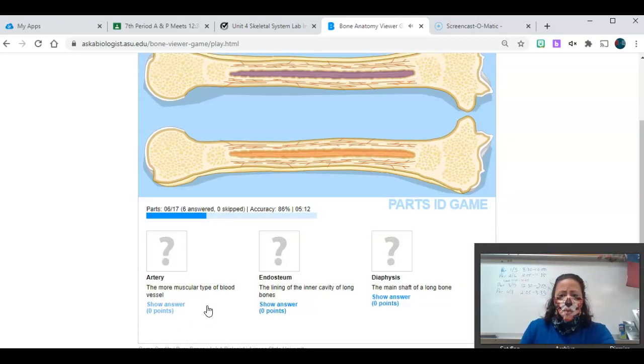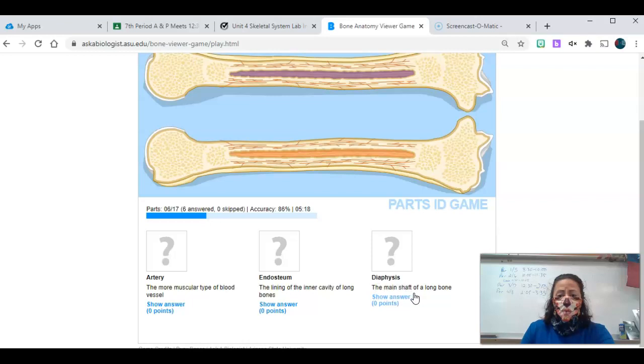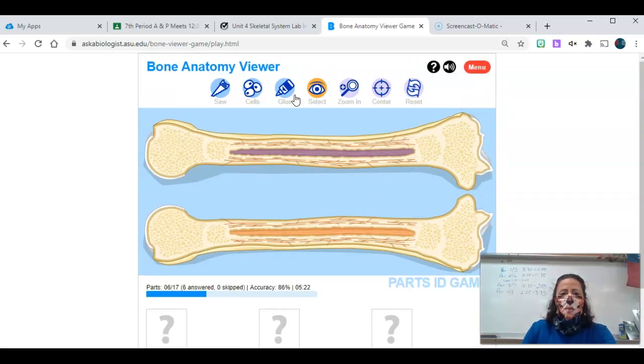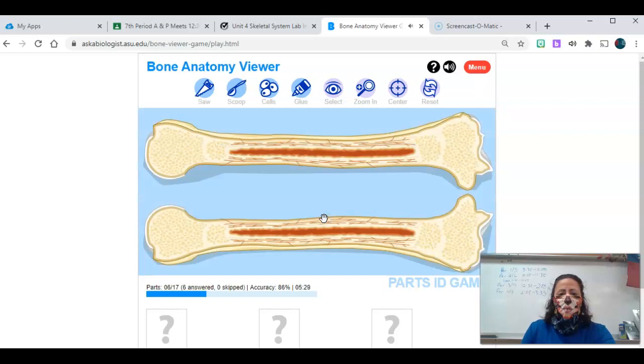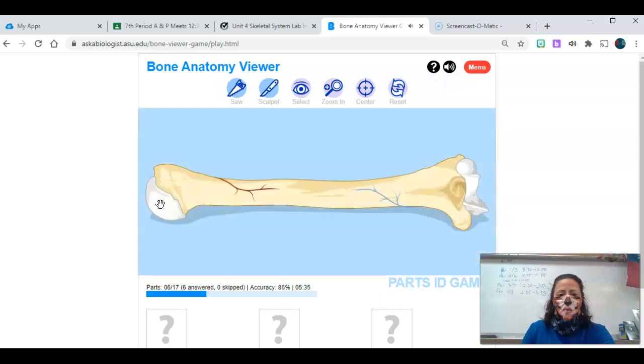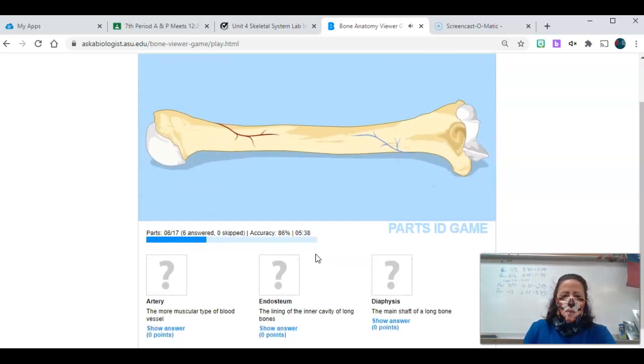All right, so, I'm going to have to go back. Endosteum, the inner lining. And then diaphysis, the main shaft of the long bone. I'm going to have to go back to the regular bone. Here's what I'm going to do. Let's click on the glue. Let's try to put this back together. Well, it put the marrow back, but we also need to glue the bone pieces together. All right, so we got our bone back.